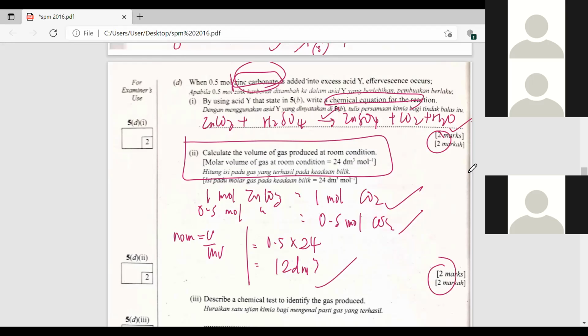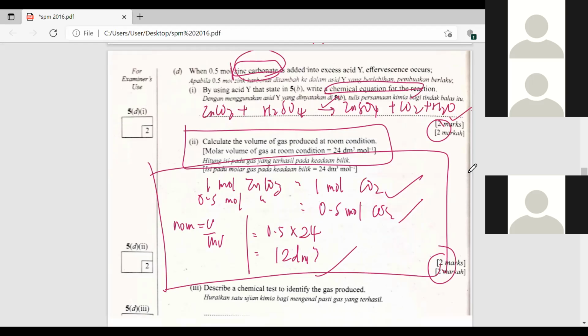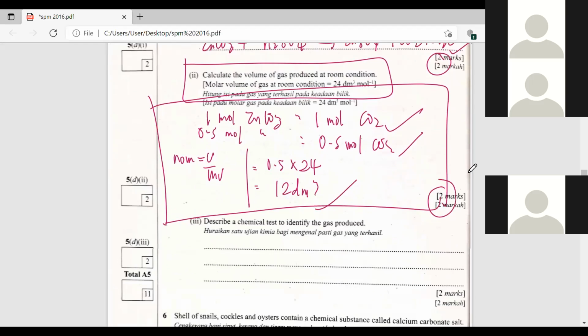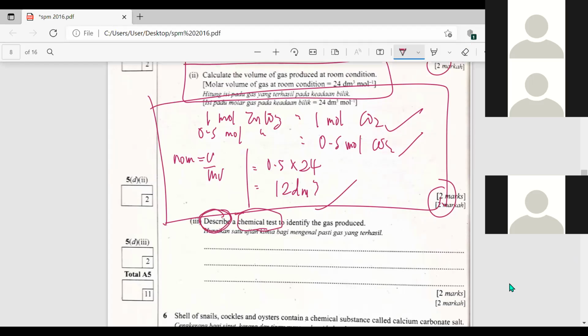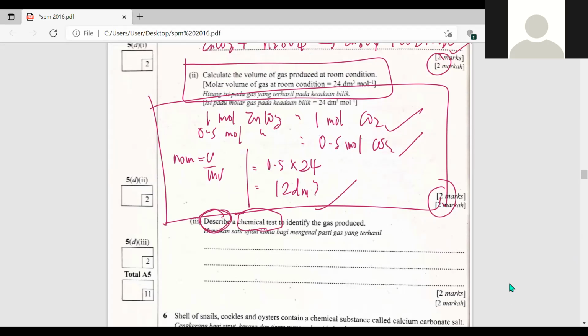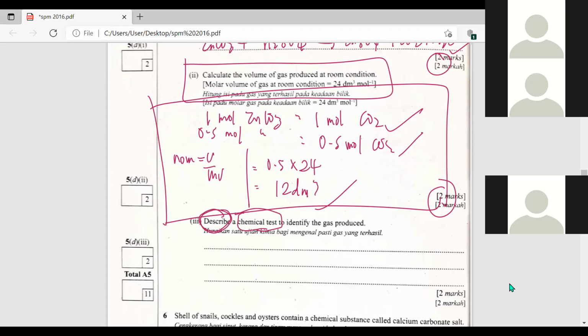Correct. Anyone who doesn't know how to do this calculation? Okay, I think all of you should be able to do it. I want to hear another person. How do I describe? Whenever you describe, you must be specific. Describe a chemical test to identify the gas produced. Zahir, you want to try?